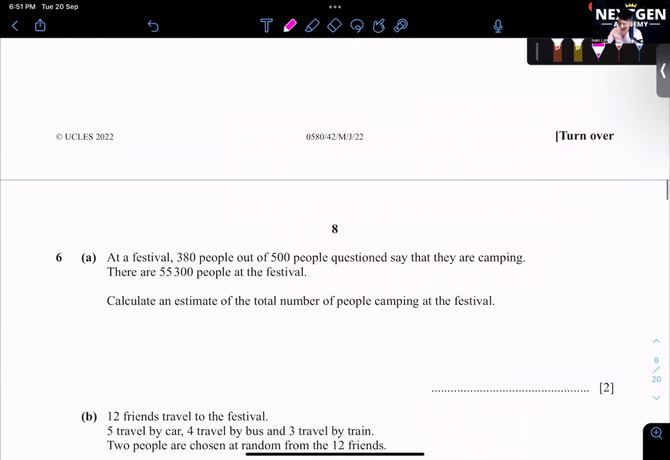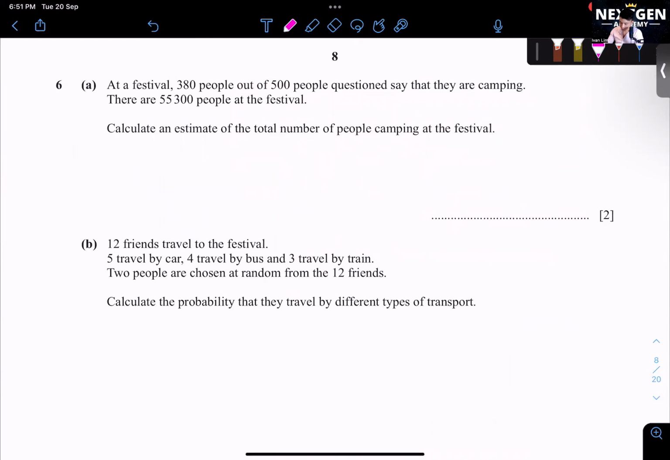Okay, question 6. At a festival, 380 people out of 500 people say that they are camping. There are 55,300 people at the festival. Calculate an estimate of the total number of people camping at the festival. So basically, you're finding the probability based on a small number of people to come up with a conclusion for a big number.